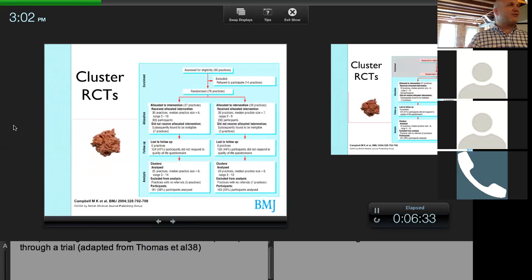Of course, in order for that to work, you need big numbers for a cluster RCT. What was your cluster RCT that you were talking about earlier? What sort of question was that?